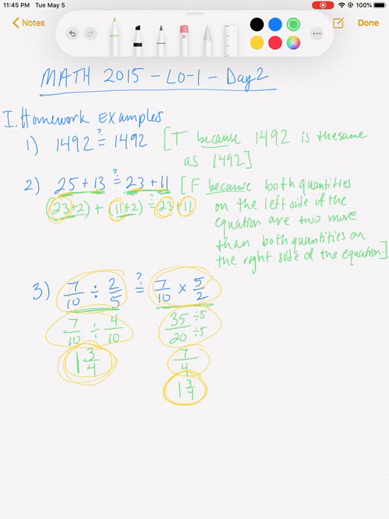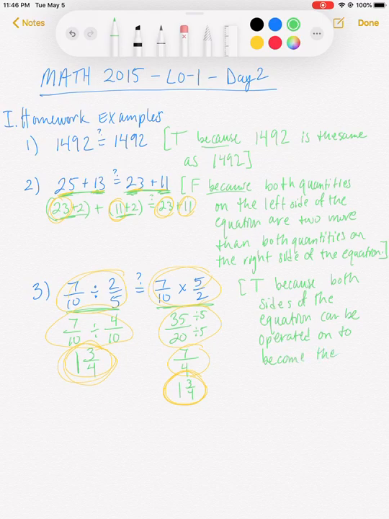Okay. So the answer is true because both sides of the equation can be operated, manipulated, I like operated, I guess, better, on to become the same quantity, the same number.